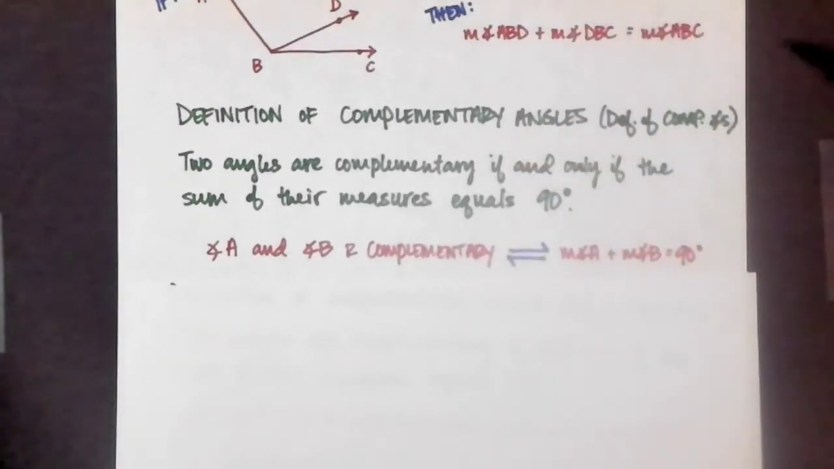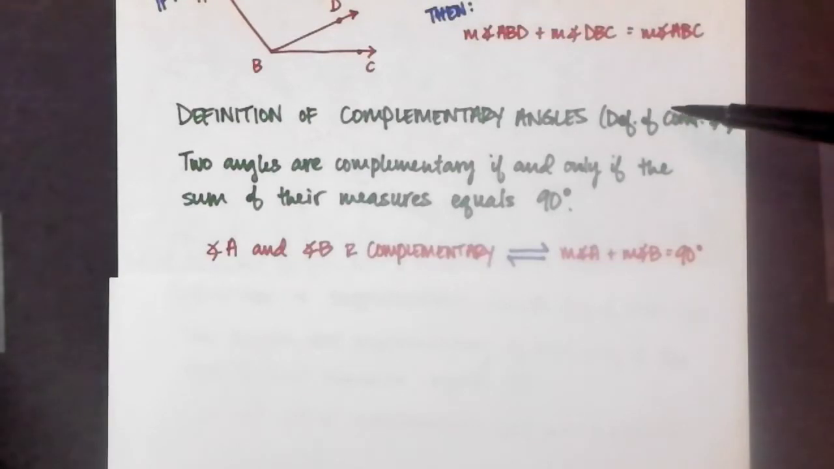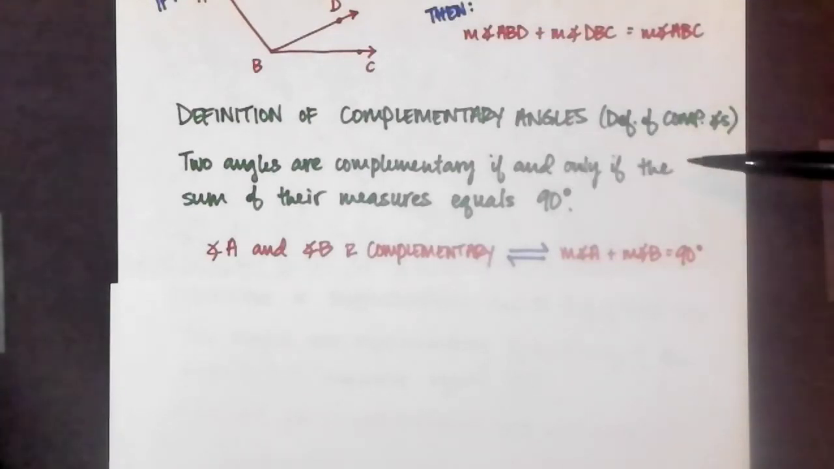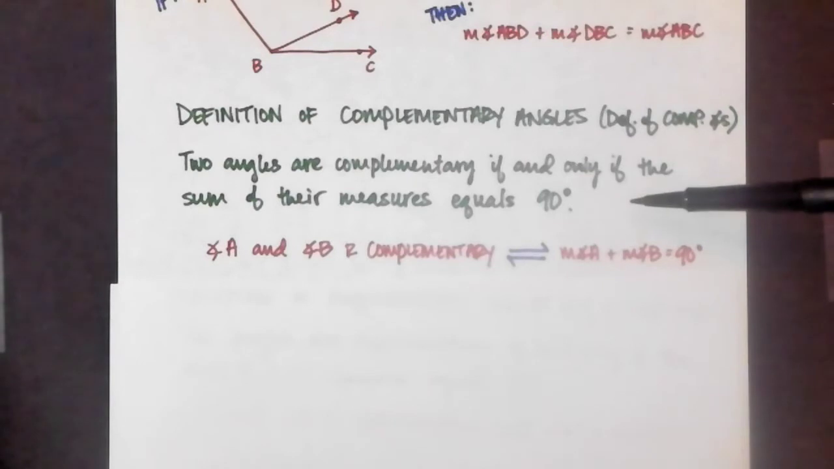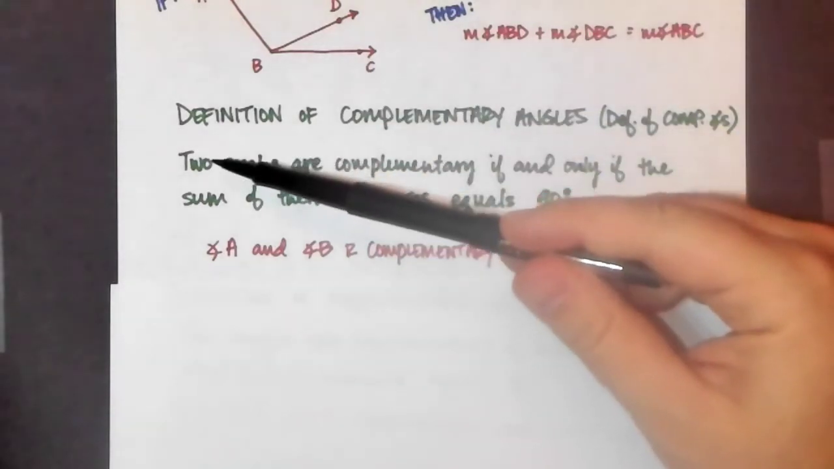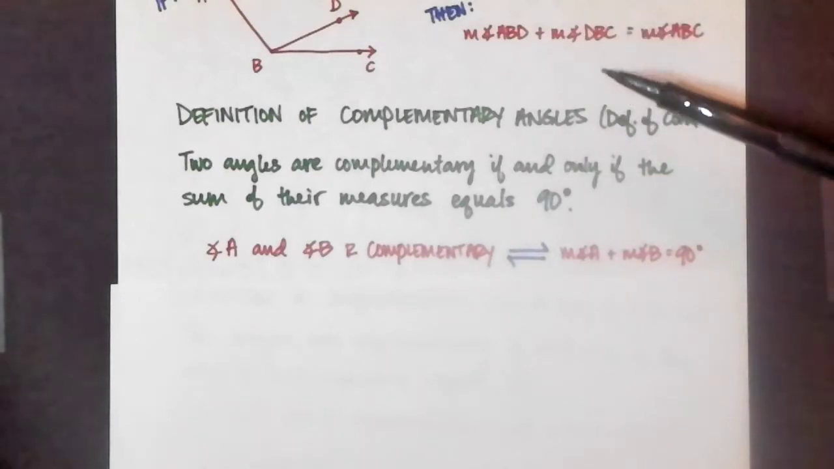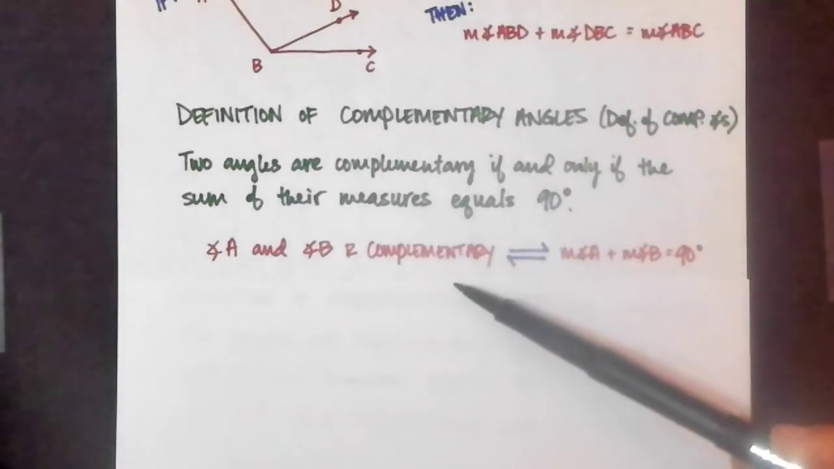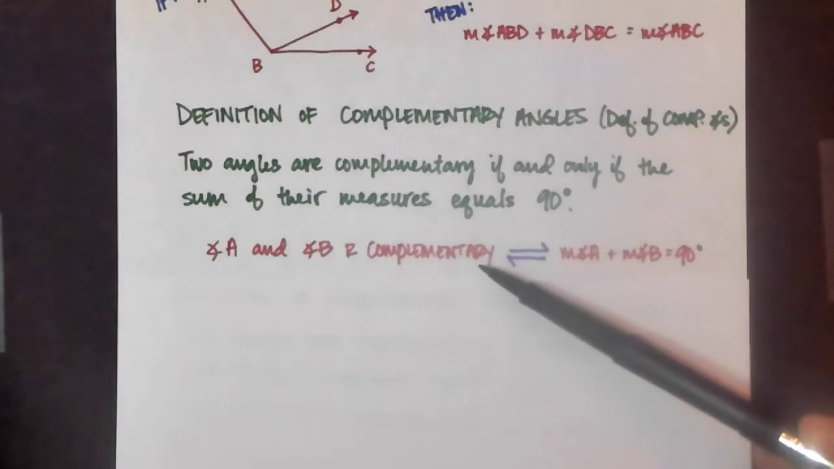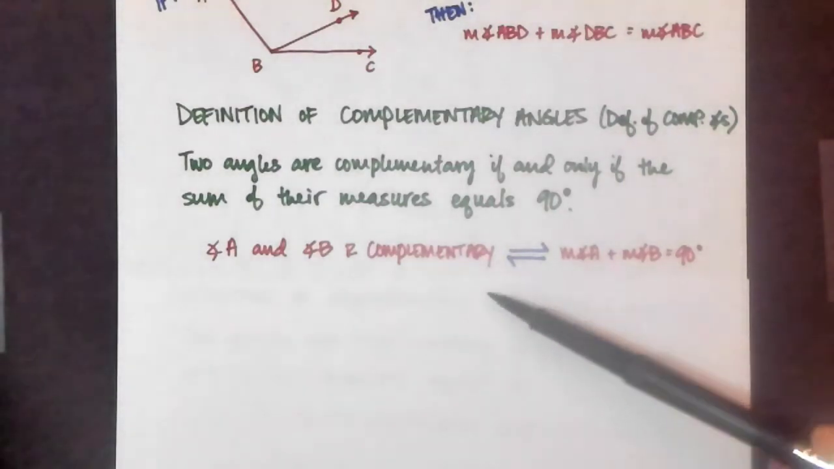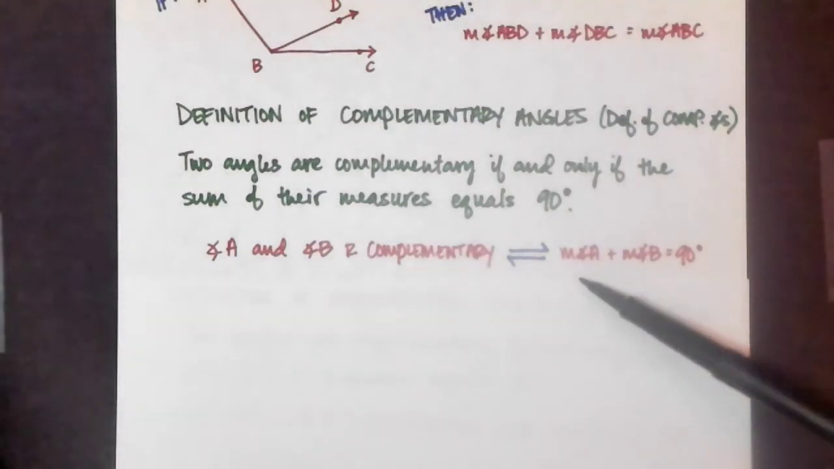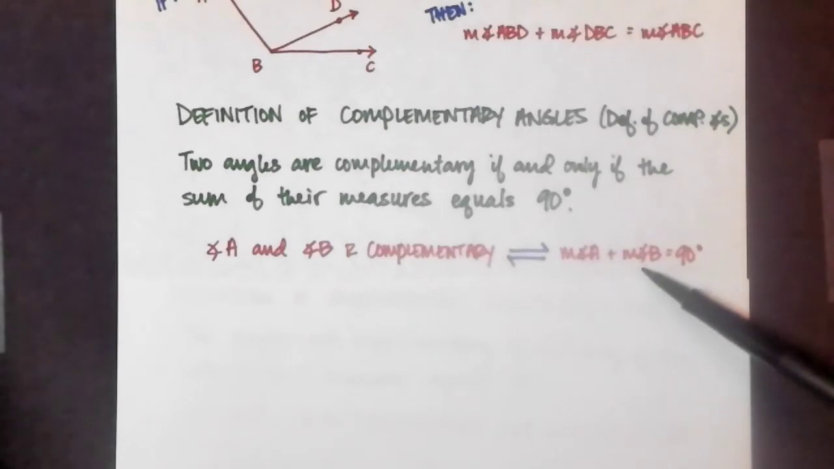Next we have the definition of complementary angles. Two angles are complementary if and only if the sum of their measures equals 90 degrees. And this is only for two angles. 3 angles, 4 angles, 5 angles, etc. that add up to 90 are not complementary. It's only two. If angle A and angle B are complementary is in your proof, or you're given that, then you can conclude that the measure of angle A plus the measure of angle B equals 90 degrees.